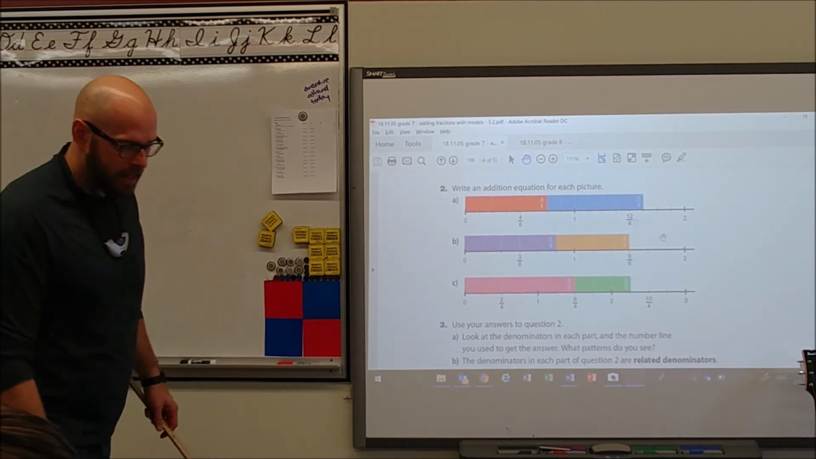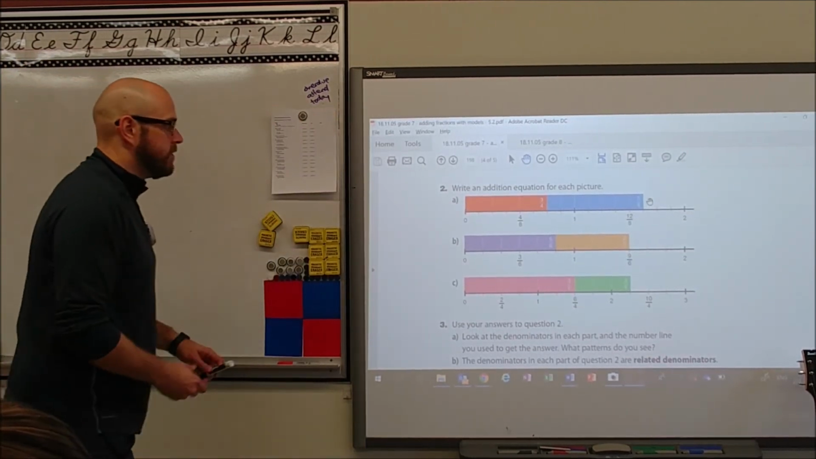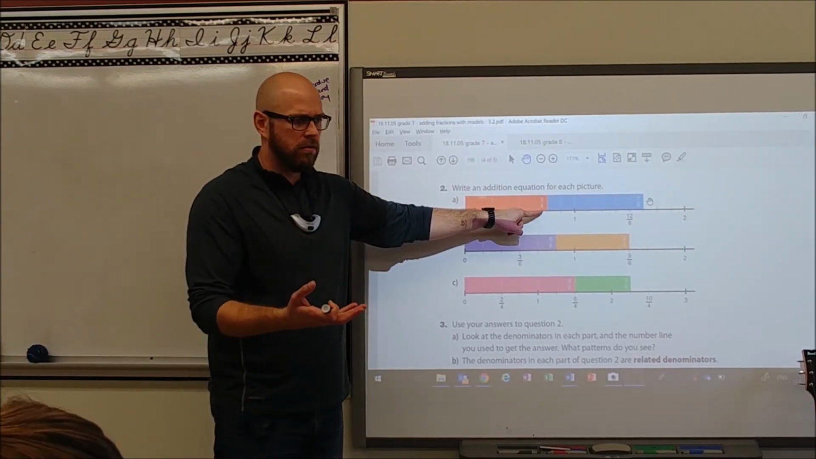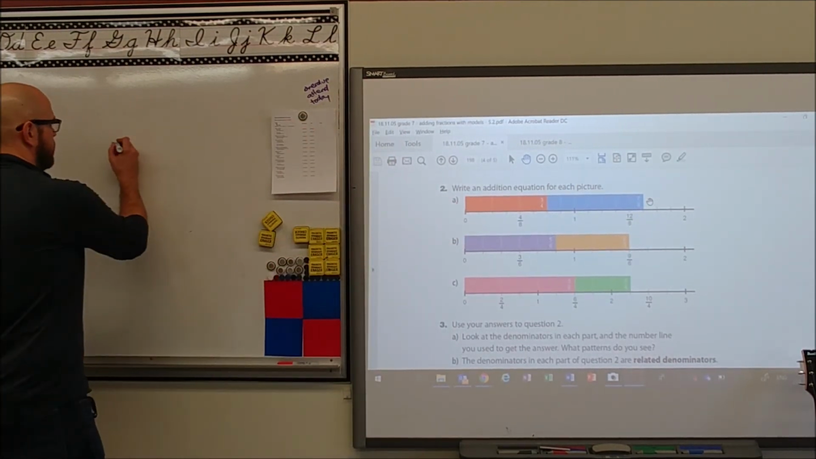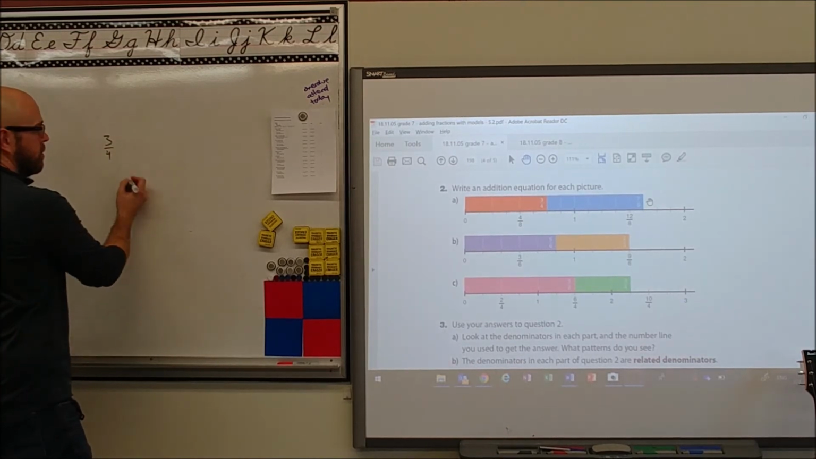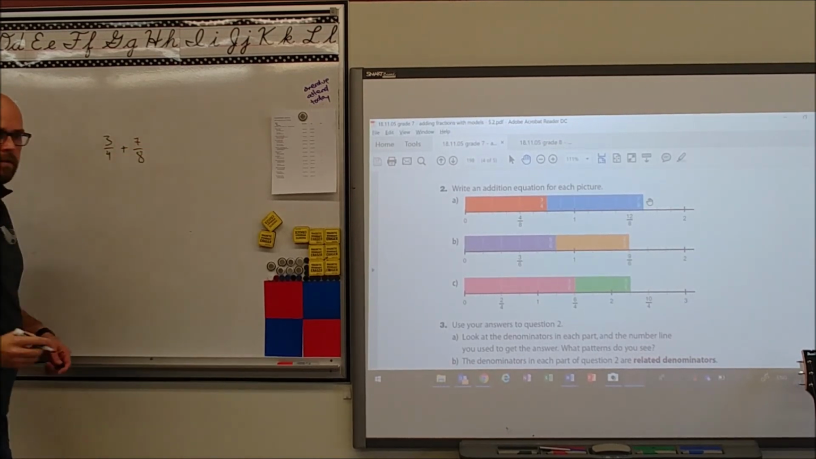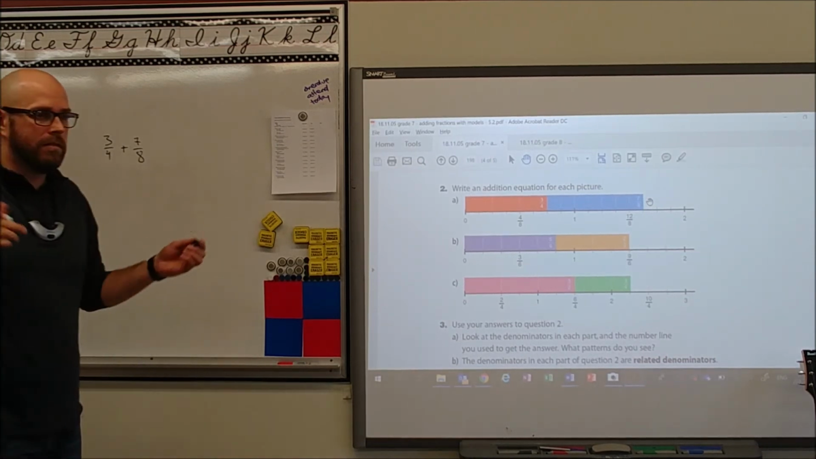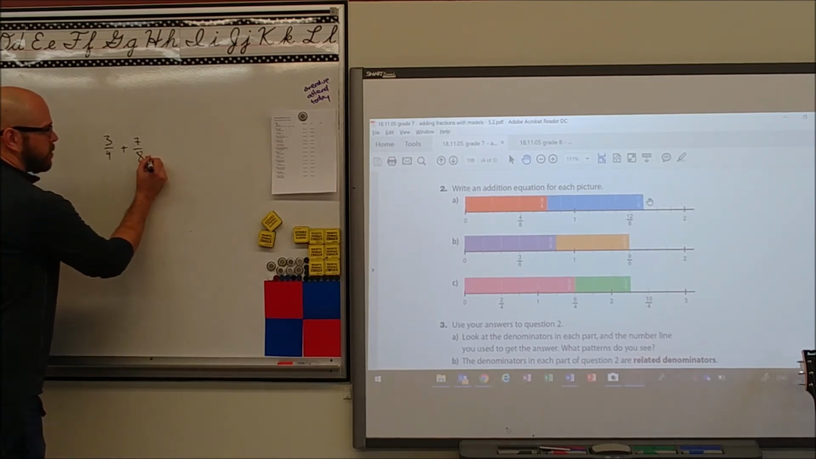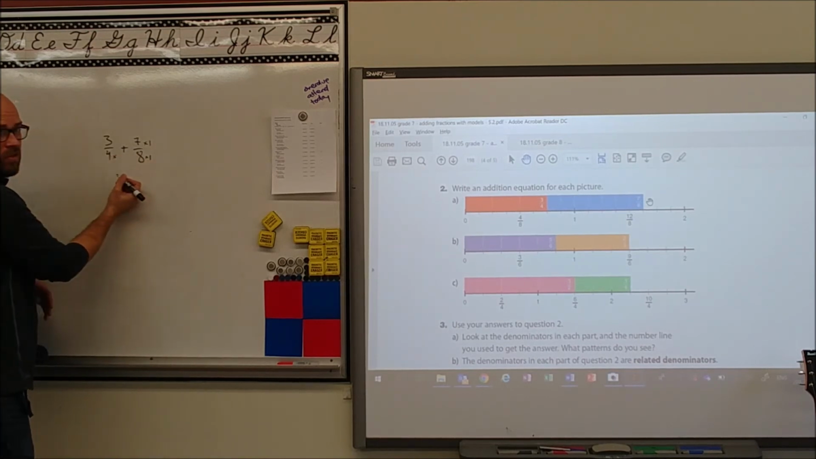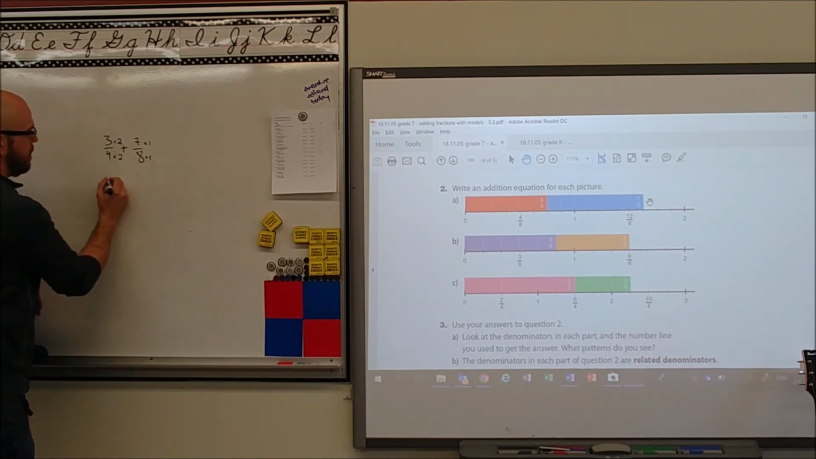All right. Write an addition equation for each picture. Oh goodness. Let's see. Come on. Here we go. Addition equation. 3/4 plus 7/8. That's the addition equation. Now it doesn't ask to solve it, but I think we can do this. What's a common multiple of 4 and 8? 8. 8? You got it. Wait, so just times 1 times 1? Times 2 times 2, top, bottom, same, always.